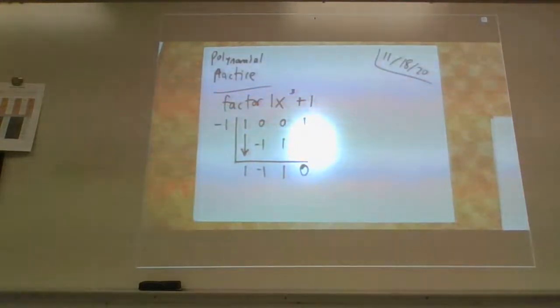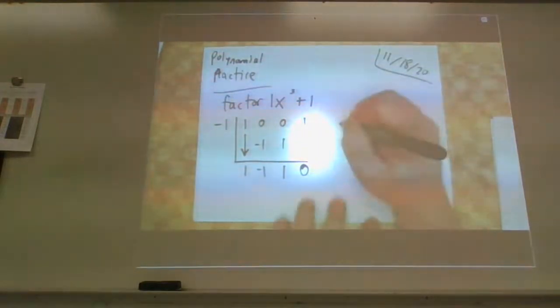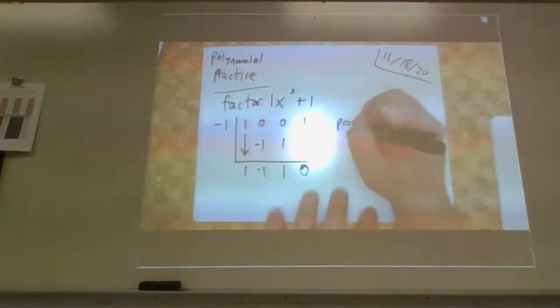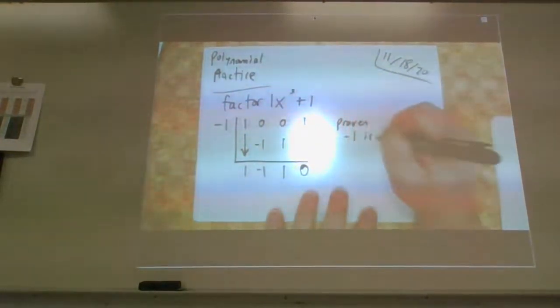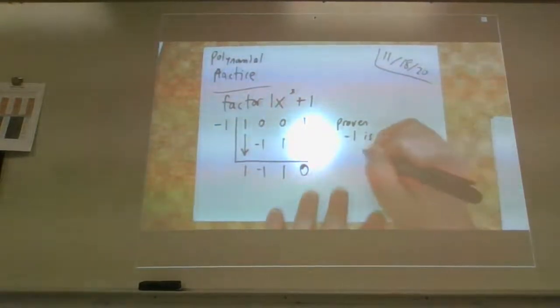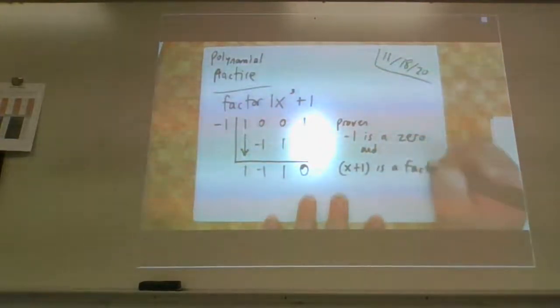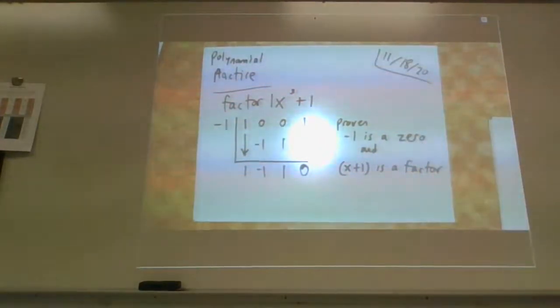Getting that 0 proves that -1 is indeed a factor. Or I'm sorry, a 0 of the function. It proves that x plus 1 is a factor. So hold on, I'm writing this for my notes, and I would suggest again that you write it for your notes. We have proven -1 is a 0 and x plus 1 is a factor. That's what we've proven by getting that 0 in that spot.